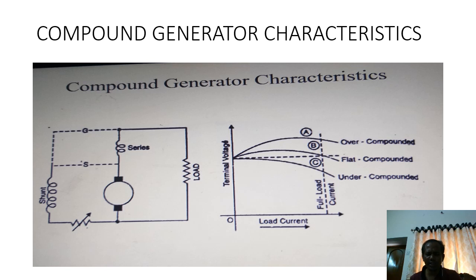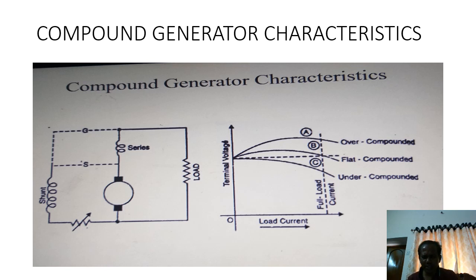So here you are getting this characteristic A, which is the over compounding characteristic. Second is the flat compound generator. Here you are considering the compound generator, and the third one is another compound generator, which is cumulative and differential. So you will get a dropping characteristic. These dropping characteristics are called under compounded generators.